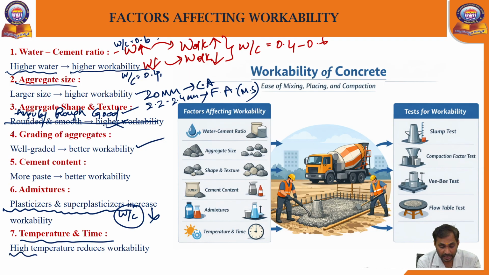High temperature reduces the workability range. High temperature means the summer season. In the summer season, if you manufacture concrete and directly place it in a specific mold, due to the hot temperature, workability is going to change. So we also have to do the mix proportions with proper time and temperature, considering severe, mild, moderate conditions and so on.